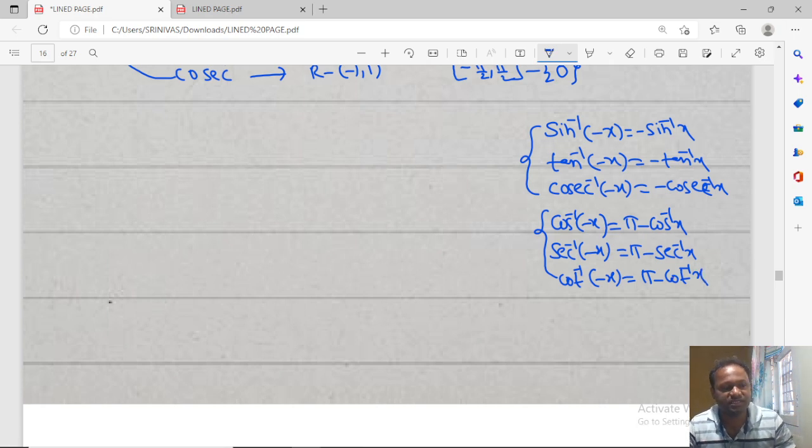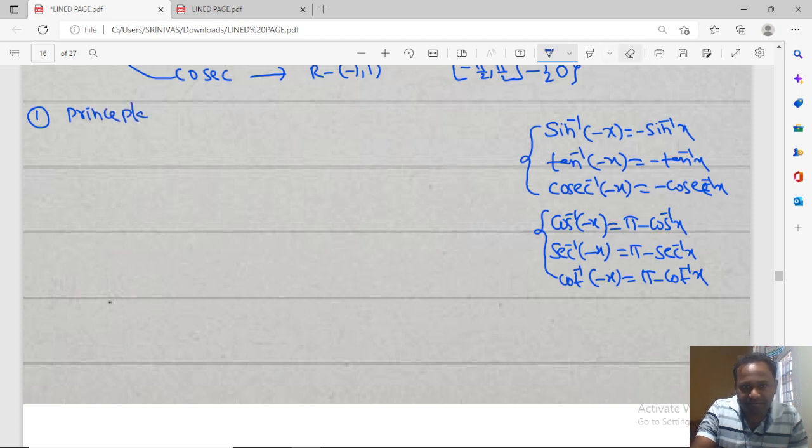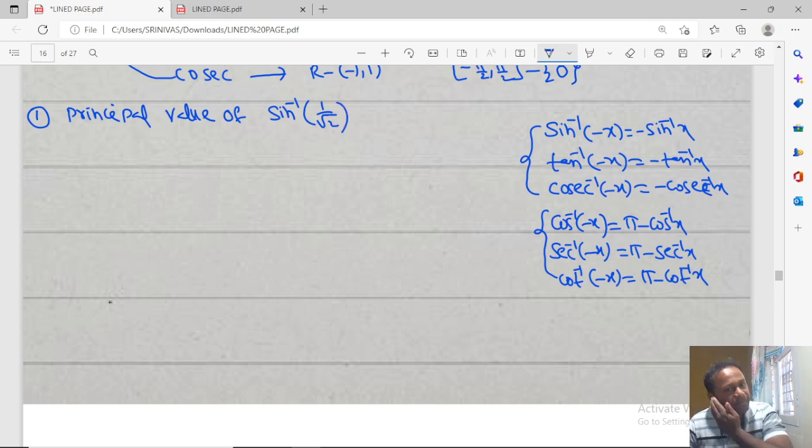Okay, we need to remember this to solve the first exercise in NCERT. Okay, let us start the first problem in NCERT. I will give one question. First question, principal value: what is the principal value of sine inverse of 1 by root 2? Principal value of sine inverse of 1 by root 2 we need to find. Very simple.